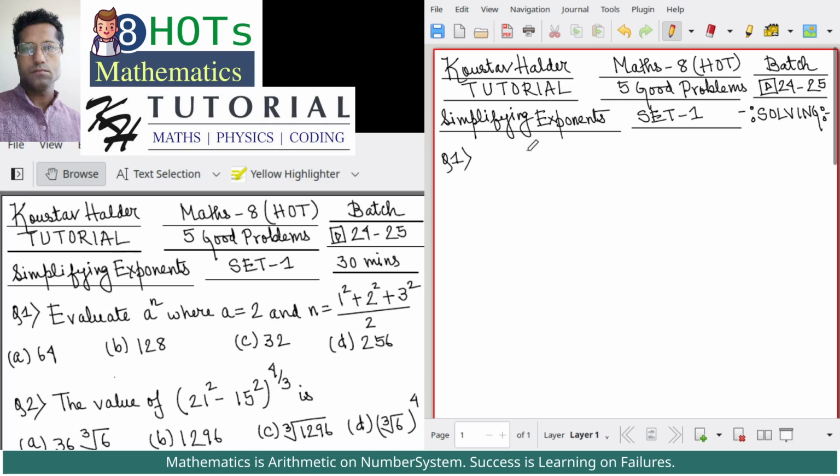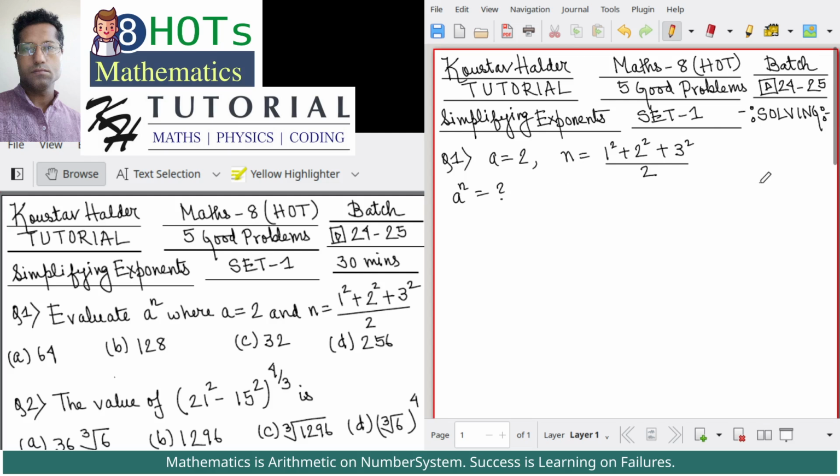Question number 1 says: evaluate a to the power n, where a is equal to 2 and n is equal to (1 square plus 2 square plus 3 square) by 2. So a is 2, and n is given as (1 square plus 2 square plus 3 square) divided by 2, and we have to find the value of a to the power n. We know base a is 2 and we have to evaluate n from this expression.